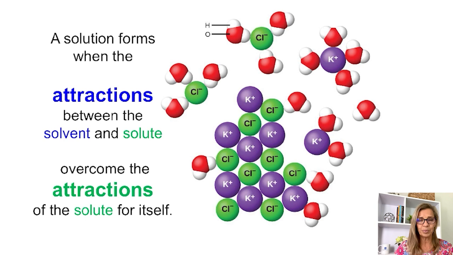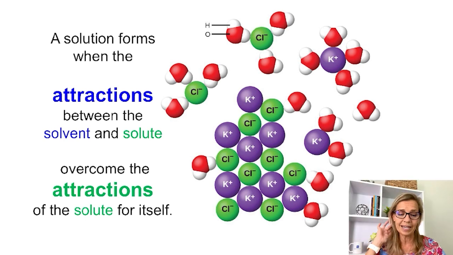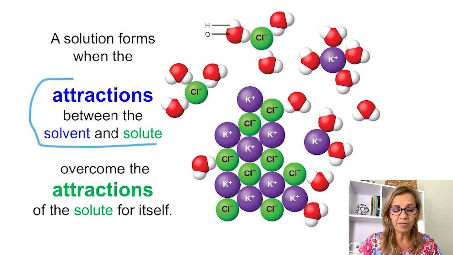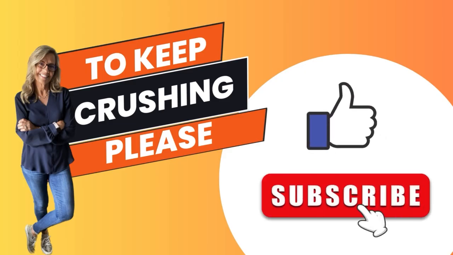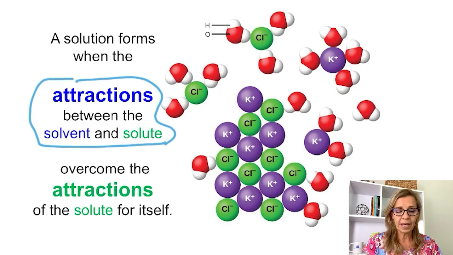Now, let's talk about this picture. You will see this picture over and over and over again, so it's really important that you can explain it. So first of all, when do we have a solution? It is when the attractions between the solvent and the solute, I'll show you in the diagram, overcome the attractions of the solute itself. So this is potassium chloride. It's an ionic solid, crystal lattice. You've seen that structure before.